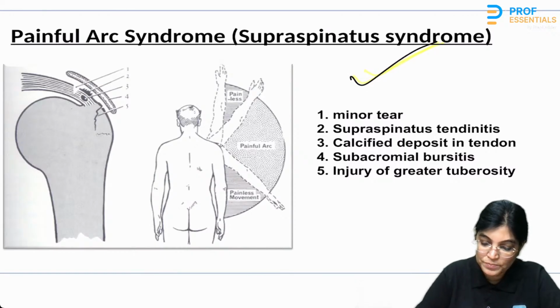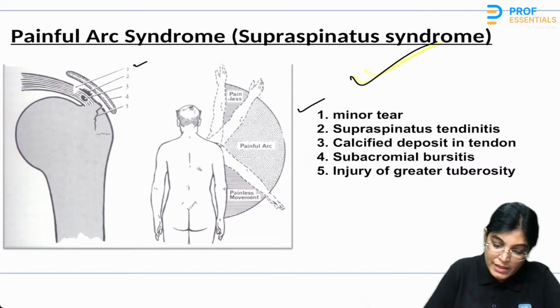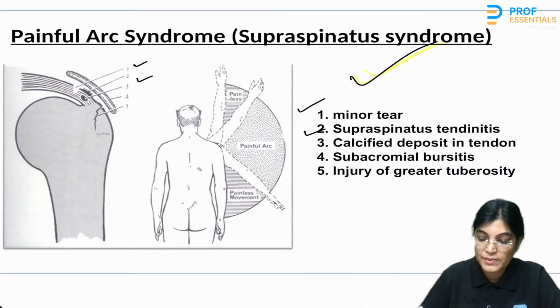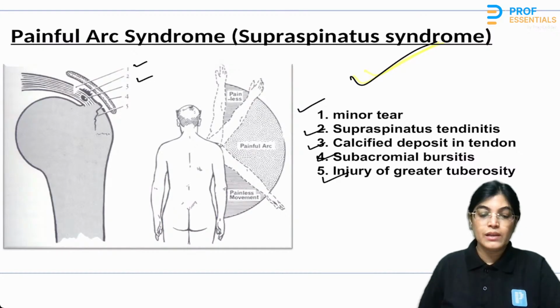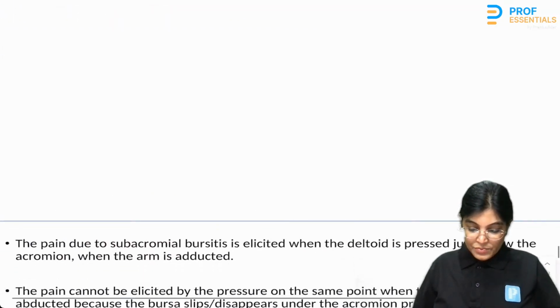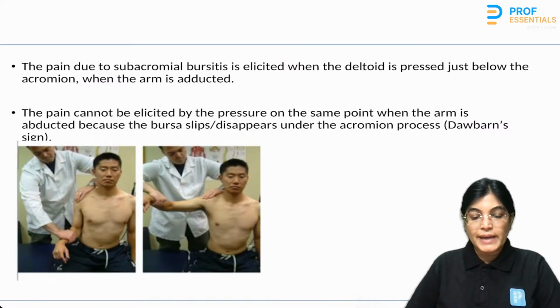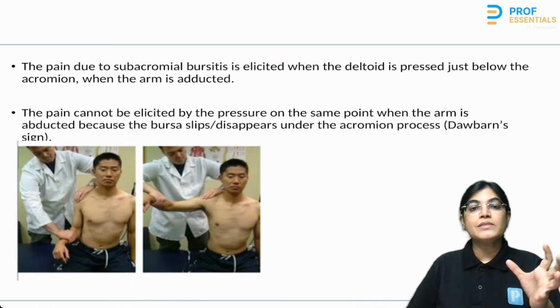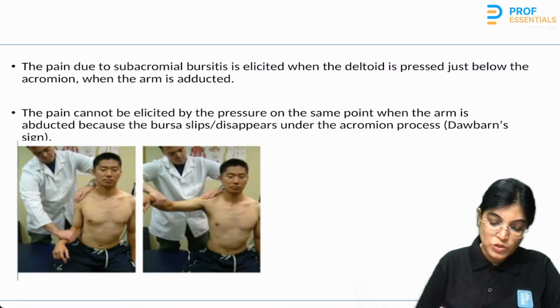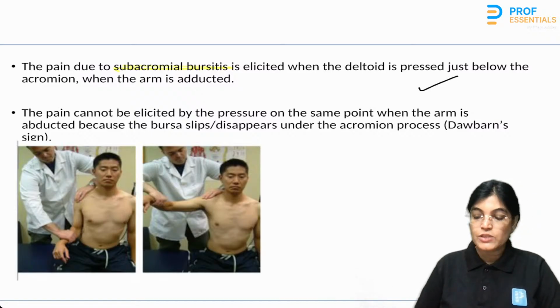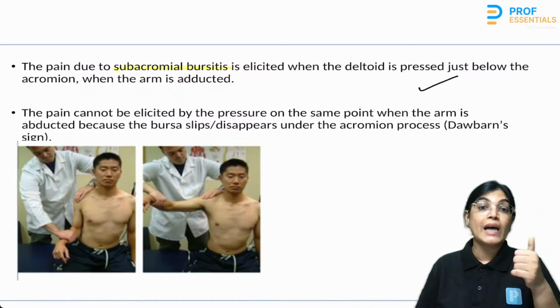Minor tear of the muscle. Then there is also supraspinatus tendinitis beneath the acromial process, calcific deposit, subacromial bursitis, which is inflammation of the subacromial bursa, and injury to the greater tubercle of the humerus bone. Okay. Now, if you see this pain of subacromial bursitis or supraspinatus tendinitis, the pain is mainly due to the inflammation of the subacromial bursa. So it is elicited when the deltoid is pressed just below the acromial process, when the arm is adducted.